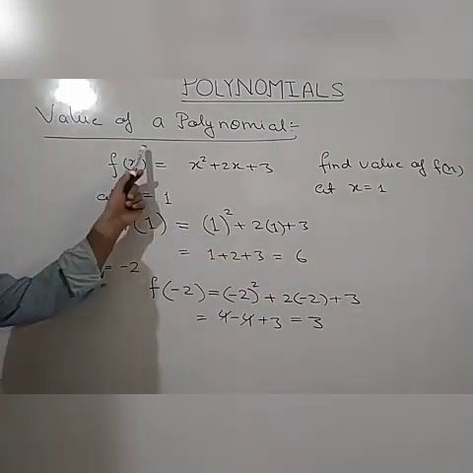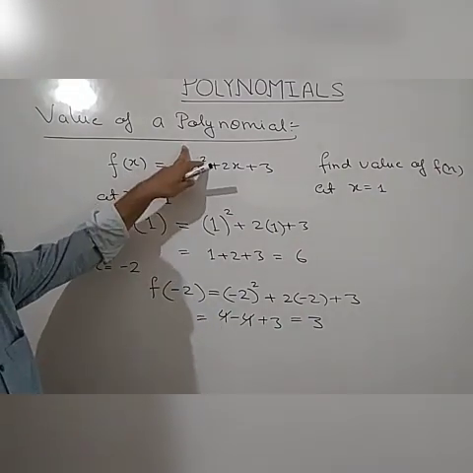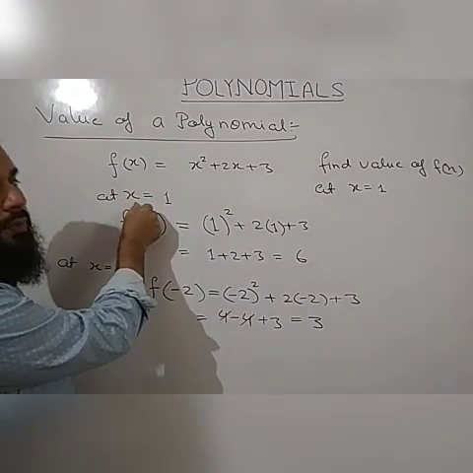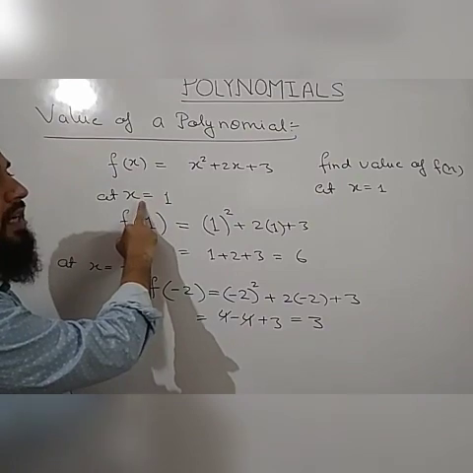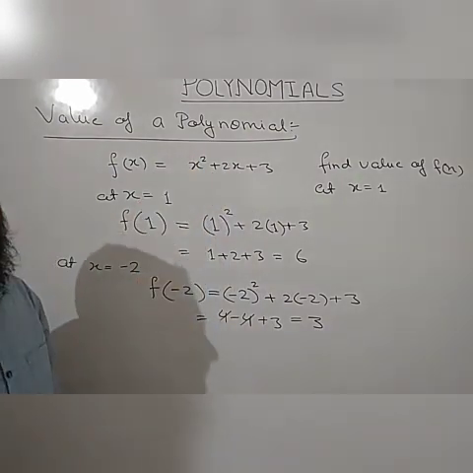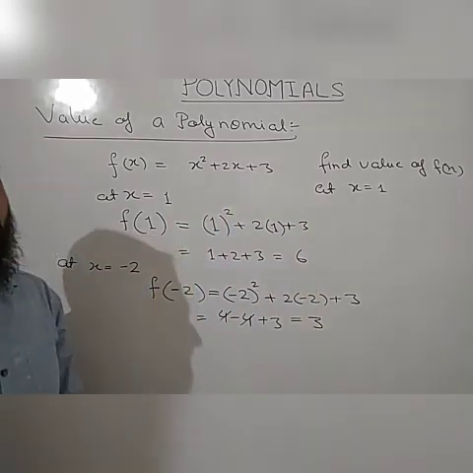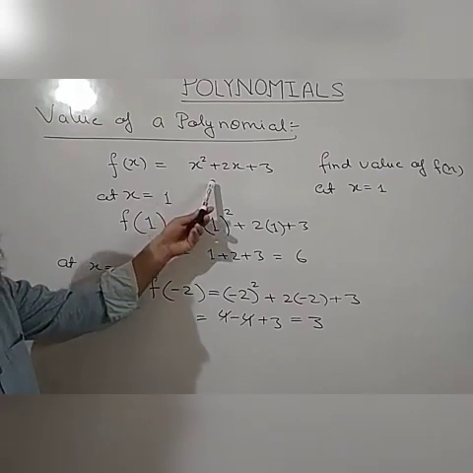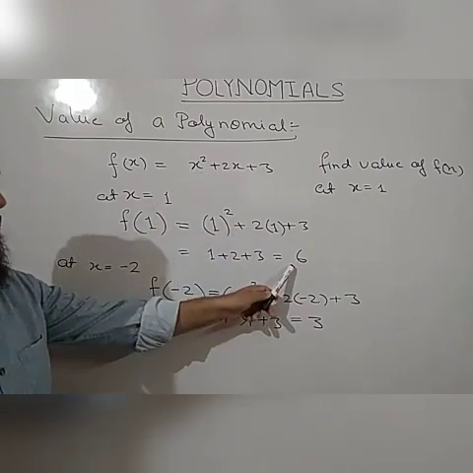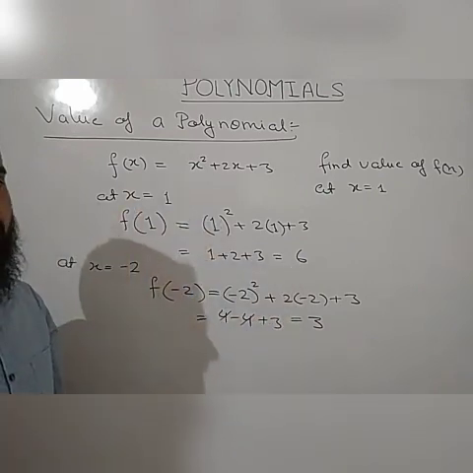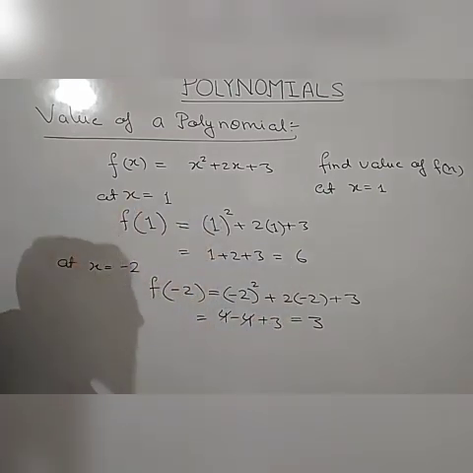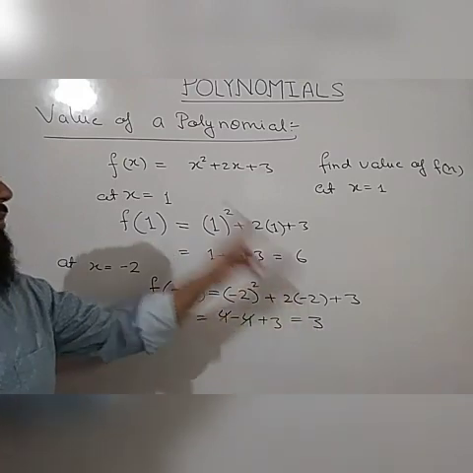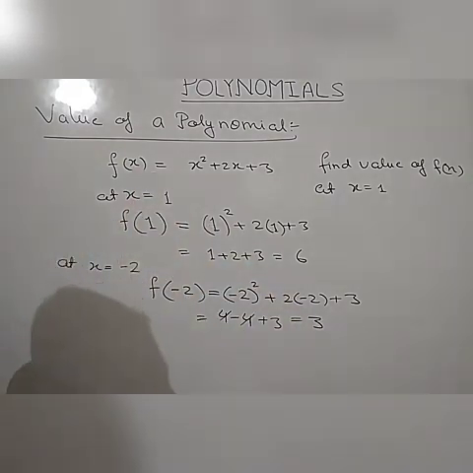Okay. So what is the meaning of value of a polynomial? Value of a polynomial is that particular value which we obtain when, given any value of the variable, we put the value of that variable in the given polynomial. Whatever we obtain is known as the value of the polynomial. For example, in this question, by putting x is equal to 1, we obtain 6. So 6 is the value of this polynomial. Similarly, if we put x is equal to minus 2, then we obtain the value of f(x) is equal to 3. So 3 is the value of this polynomial at x is equal to minus 2.